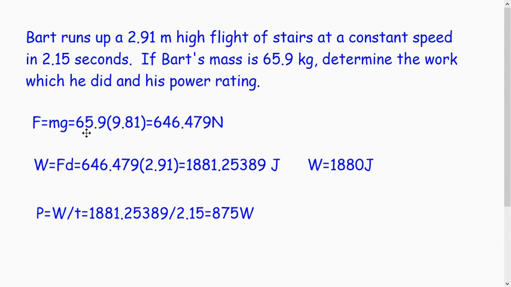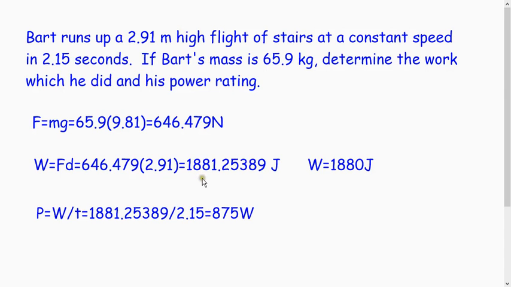So we have force is mass times the acceleration due to gravity. Plugging in 65.9 as his mass and 9.81 as the acceleration due to gravity, we can find that the force he's exerting is 646.479 newtons. This isn't our final answer, so we don't want to round it yet. We're going to take that force and plug it into the work equals force times displacement equation. The displacement is 2.91 meters. So when we get that, it would be 1,881, etc.